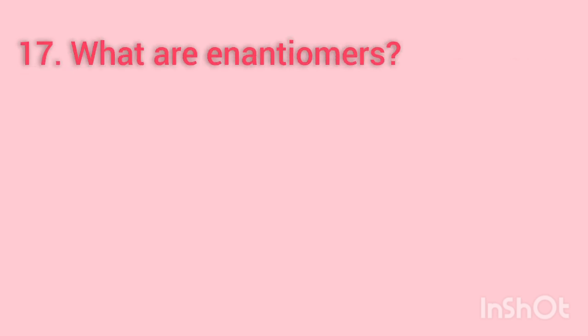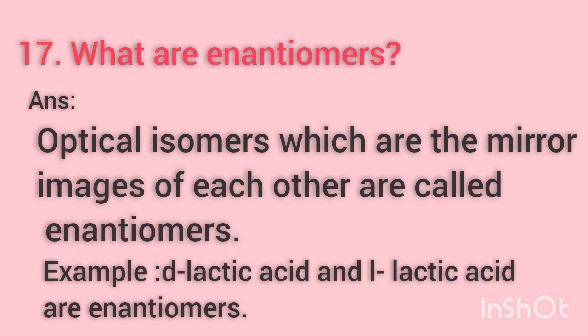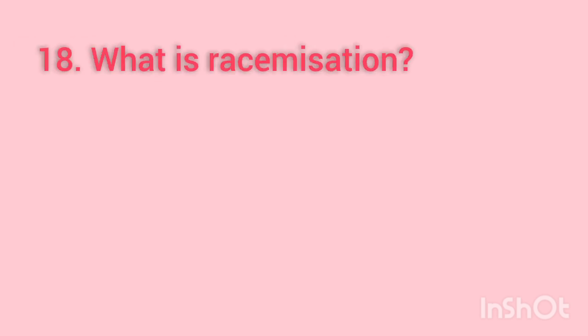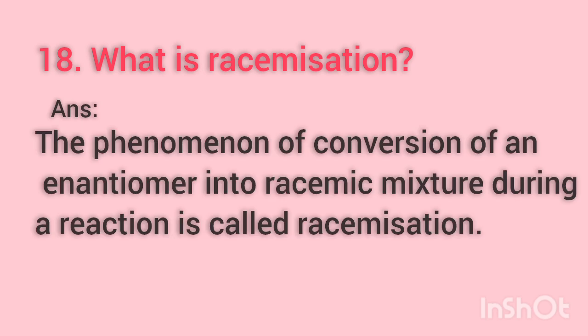17th question. What are enantiomers? Answer. Optical isomers which are the mirror images of each other are called enantiomers. 18th question. What is racemization? Answer. The phenomenon of conversion of an enantiomer into a racemic mixture during a reaction is called racemization.